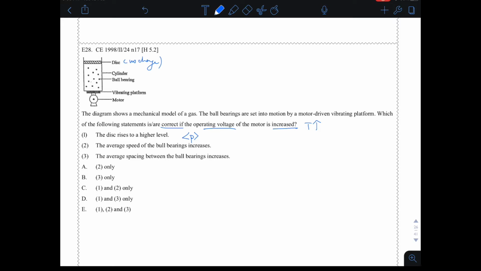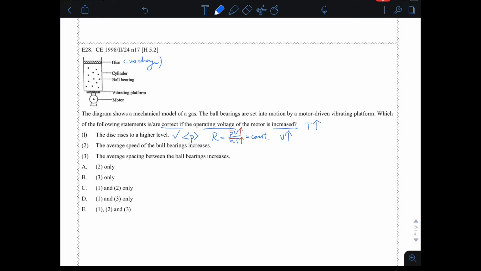Pressure constant. Then when the temperature increases, you can feel that the volume will increase, or if you can't, then we use our very old school PV over NT here and look at the different things. P is constant, N is constant. When temperature increases, volume must increase in order to keep R as a constant, because this equals a constant. Okay, so V will increase. That means the disk rises to a higher level to have greater volume.